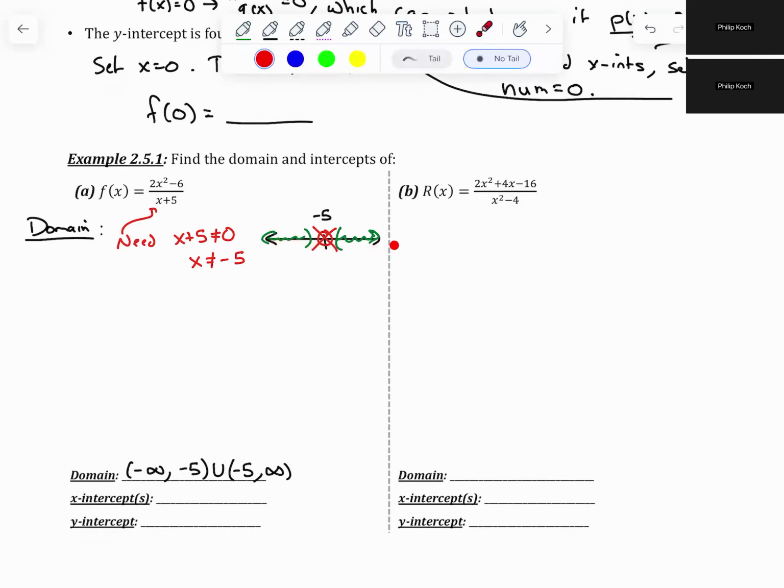And so if you're looking at this number line, you can convert that into interval notation: negative infinity all the way up to -5 with a parenthesis, union the next ray from -5 to positive infinity. But it's your call. If you feel comfortable skipping that step, go right ahead. You can go straight to the domain if you'd like.